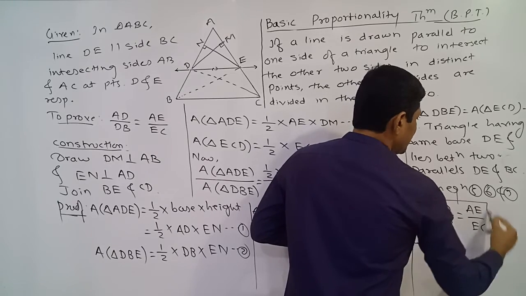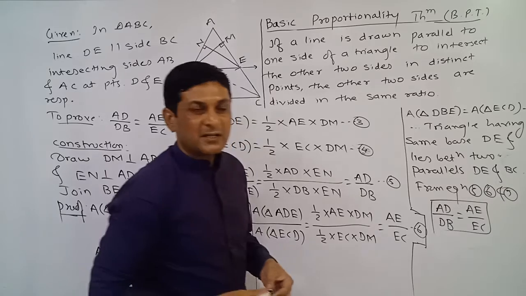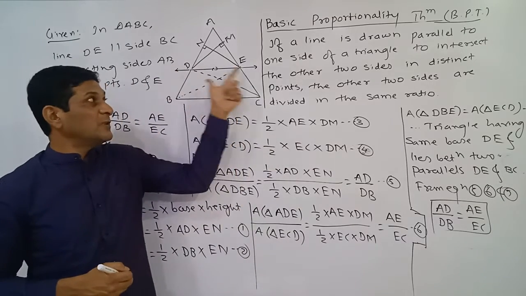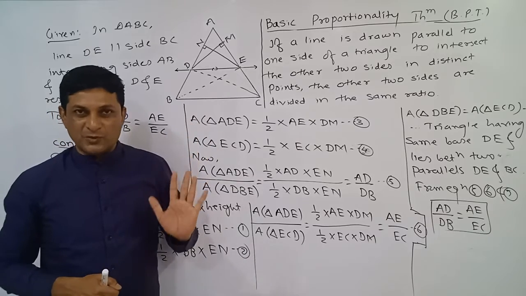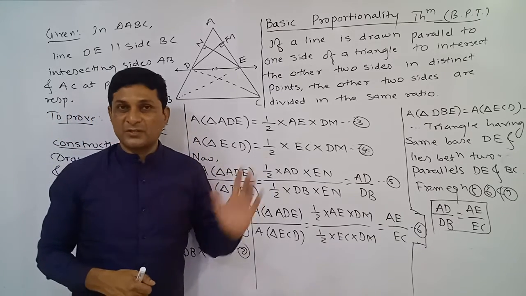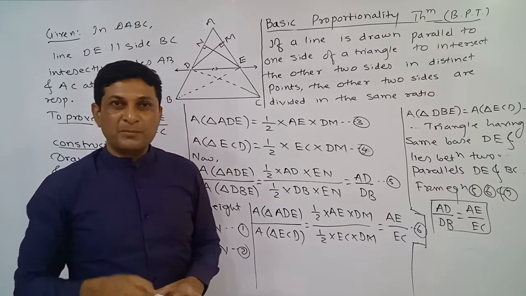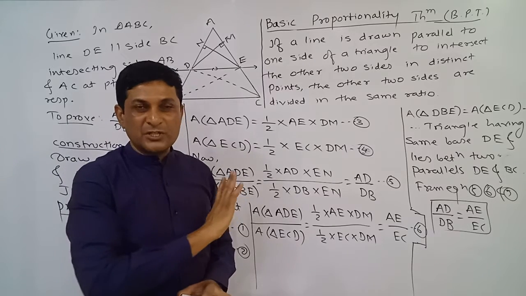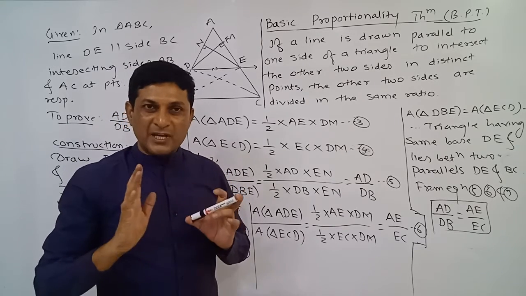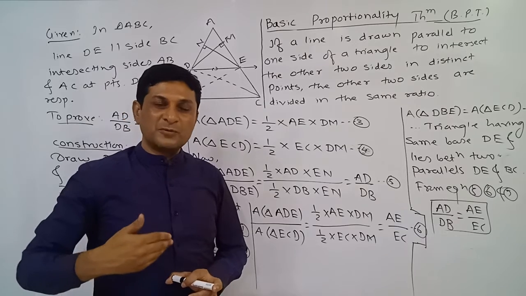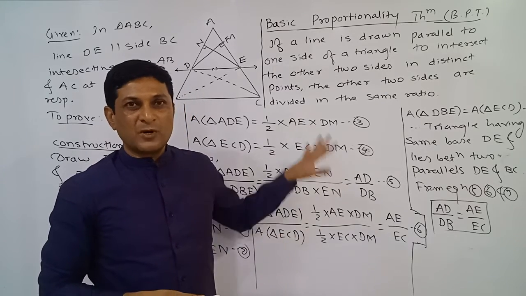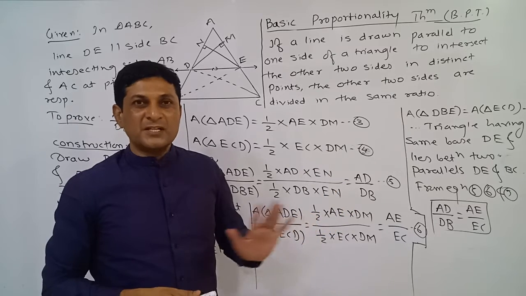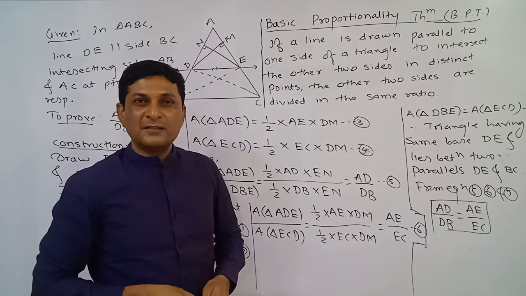In this way we have proved that if a line is drawn parallel to one side of a triangle, then it divides the other two sides in equal ratio. In this theorem a lot of construction is there, so make proper use of these equations to get the result. If you don't understand it in one go, watch it again 2-3 times. You will come to know what the steps are here and you will easily be able to understand this proof.